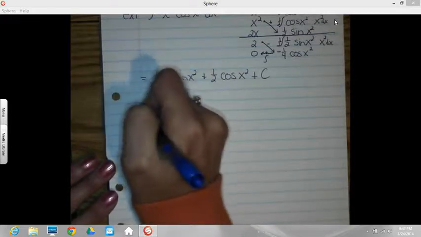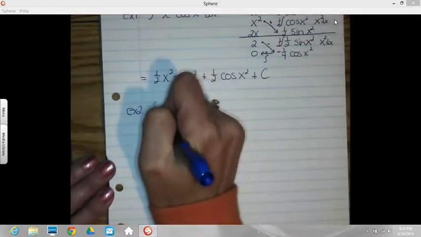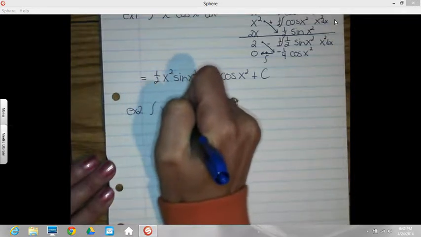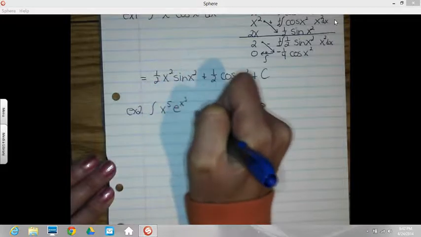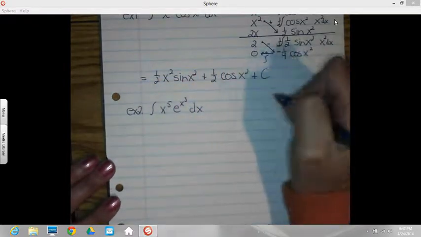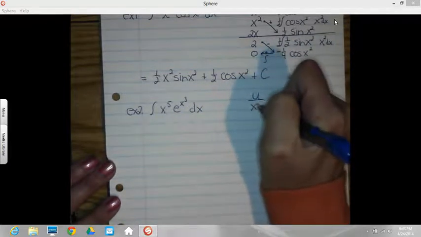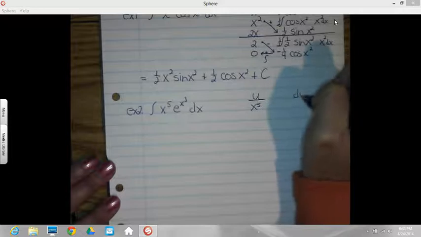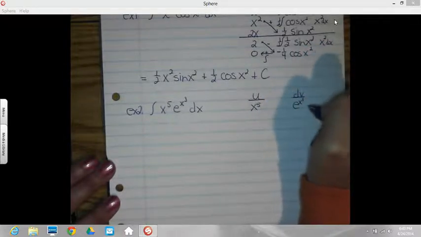Number 2. x to the 5th e to the x cubed dx. Okay, u will be the x to the 5th. dv is e to the x cubed with the dx.